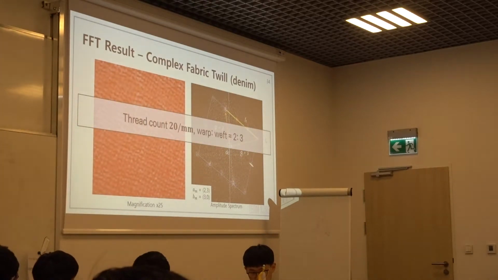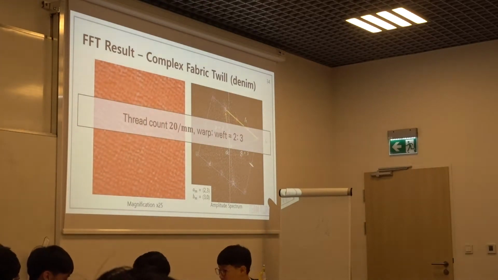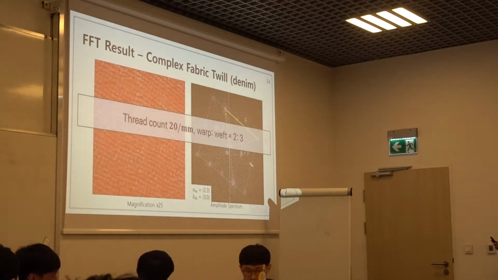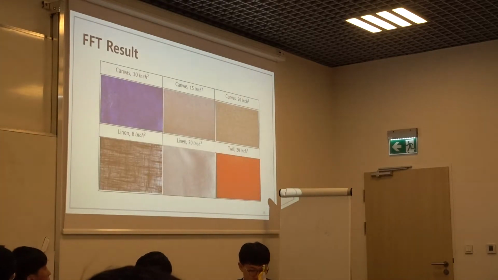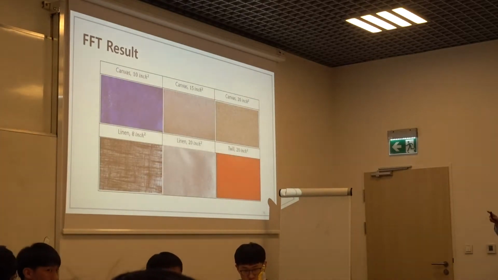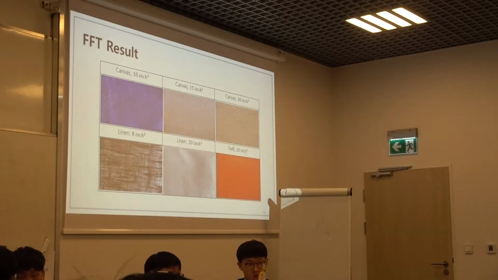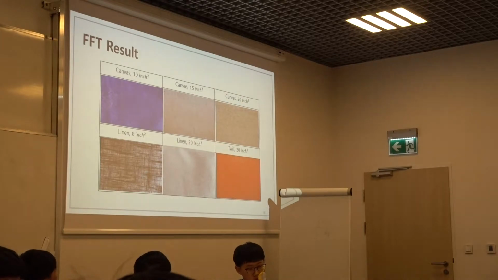Thread count will be 20 per millimeter, and warp and weft will be 2:3 because P is 2 and Q is 3. And also for different kinds of fabrics, this could be explained. As a result, for the FFT, these values are obtained. Well, this is not the main point. These are just to identify the answers for the FFT. Later, we're going to define precisely with the overlays.